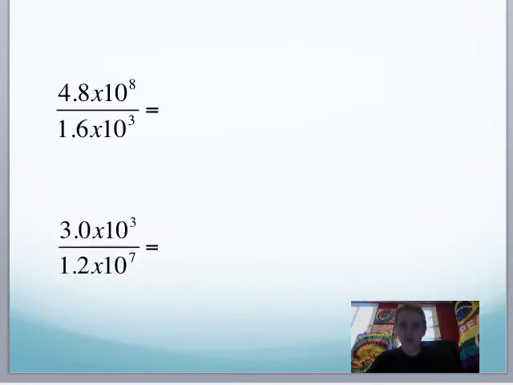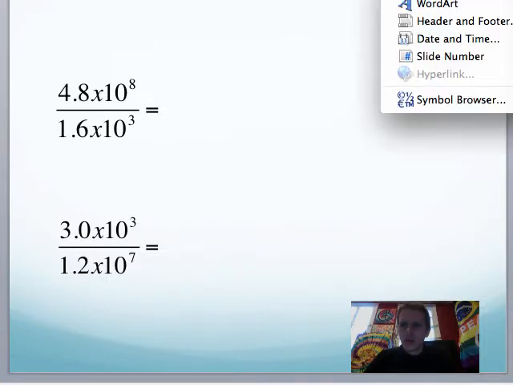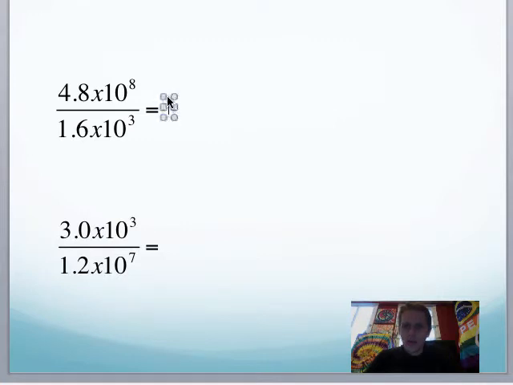Two examples I want to go over together. Right, so the first part, scientific notation, we've got numbers being divided. You want to divide the coefficients. So 4.8 divided by 1.6. And then you're multiplying that by 10 to the, let's subtract those exponents, 8 minus 3.